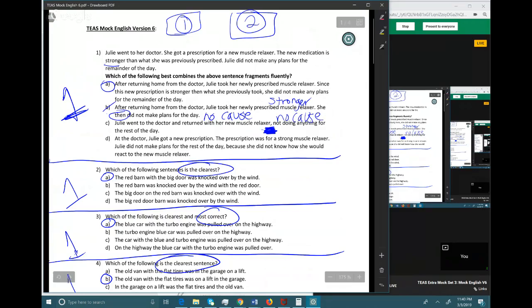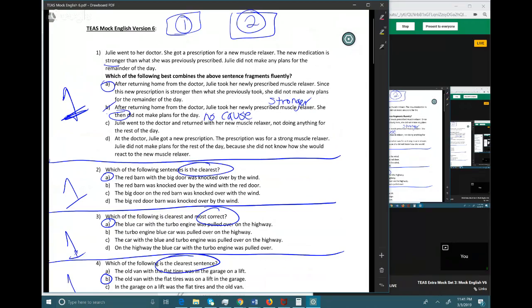Not doing anything for the rest of the day, the way they have that written, would mean that this continues directly to this. So to connect those that directly, you'd have to say something like, Julie was firmly planted on her couch, not doing anything for the rest of the day. Those go together. She plants herself on the couch, not doing anything the remainder of the day. Here we don't see them go together. We don't know why she's not doing anything. There's a very awkward break in a sentence.